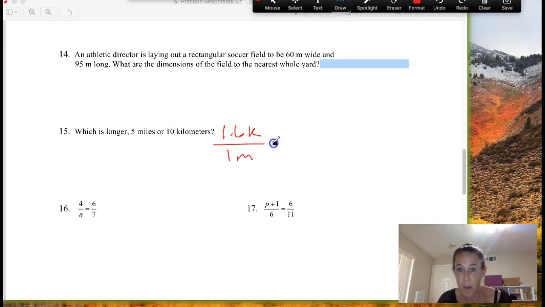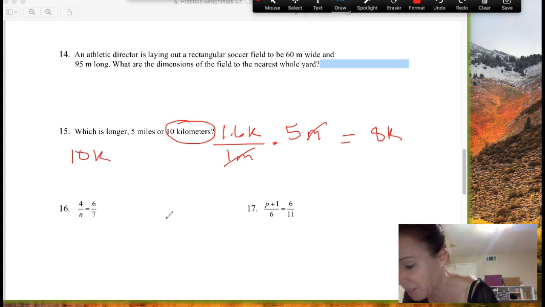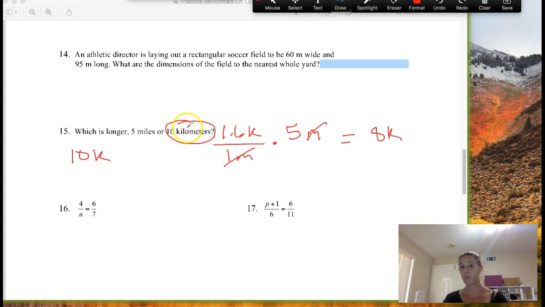Well, go ahead and do the conversion. Multiply this by 5 miles. The miles fall out, and you're going to go 1.6 times 5. So if I do 1.6 times 5 on a calculator, I'm going to get approximately 8 kilometers. So 5 miles is about 8 kilometers. So which is longer, 5 miles or 10 kilometers? Well, 10 kilometers is going to be longer. If you've ever done a race, a 10K is about 6.2 miles, so 6.2 miles is going to be more than 5 miles. All right, on to the next one.